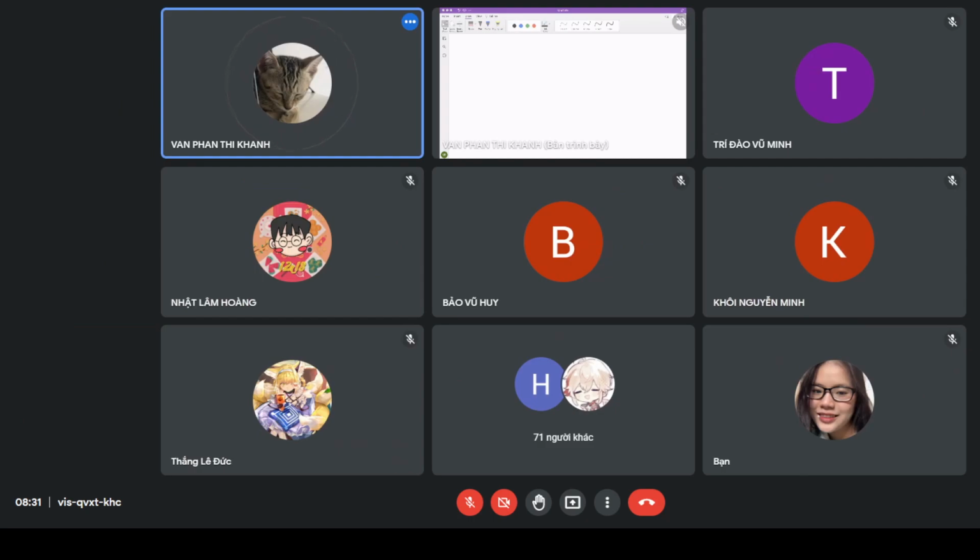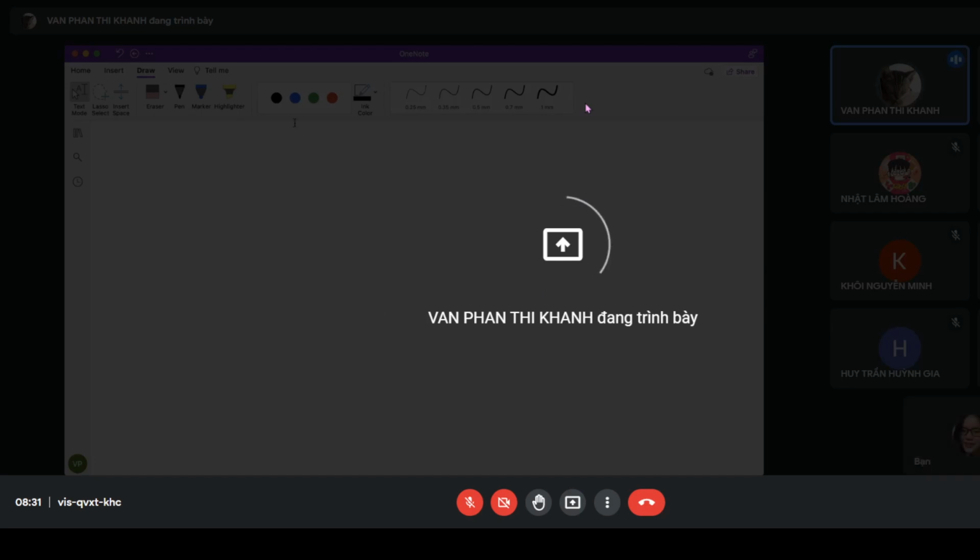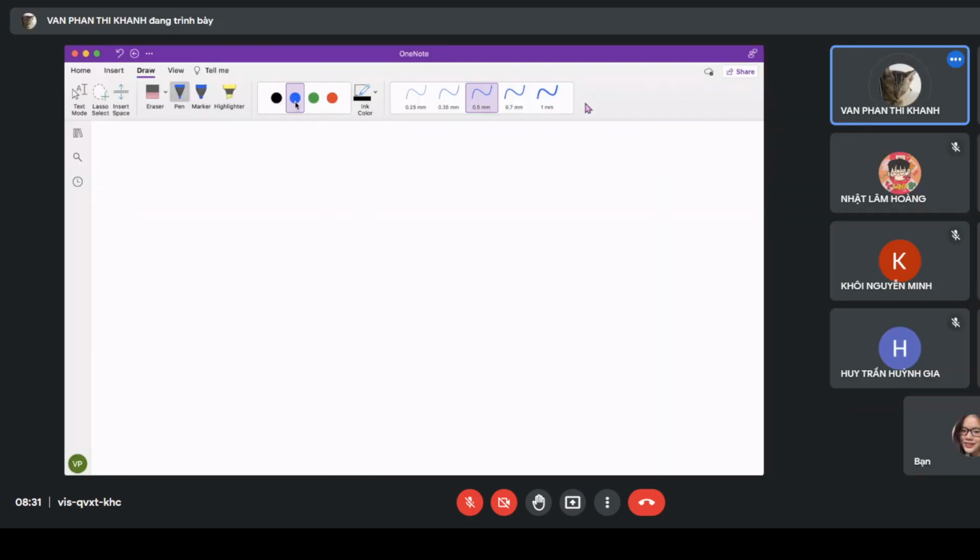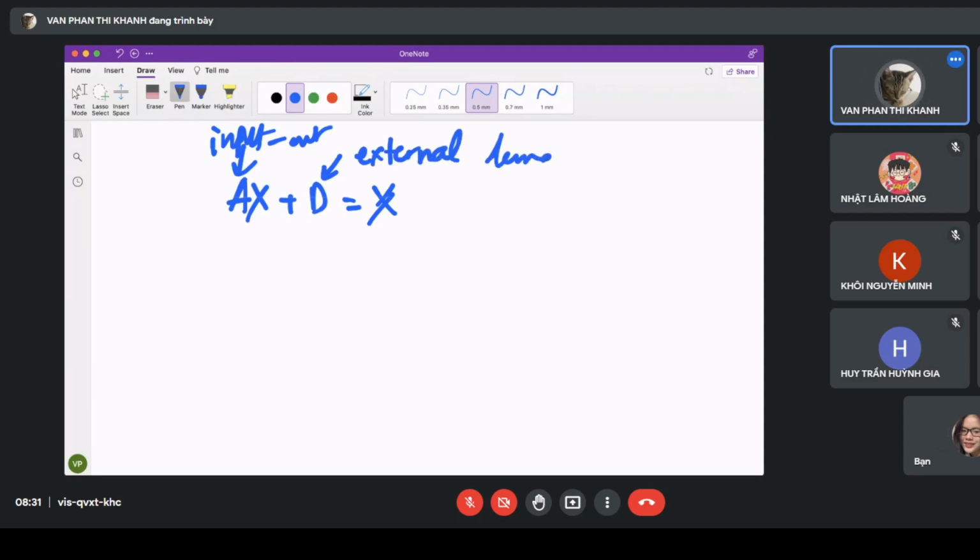Please wait. What does it mean? It means that you know that for the input-output model, we have AX plus D equals X, right? A here is the input-output matrix, and D here is the external demand, right? And X here is the total production.